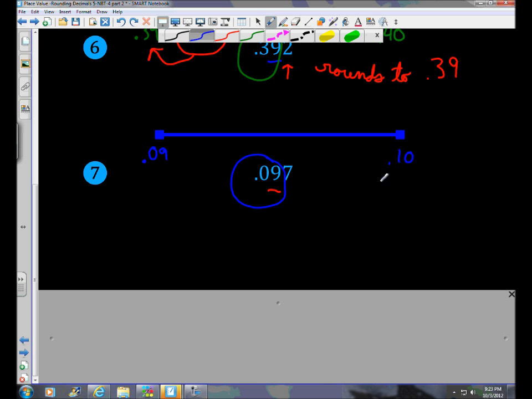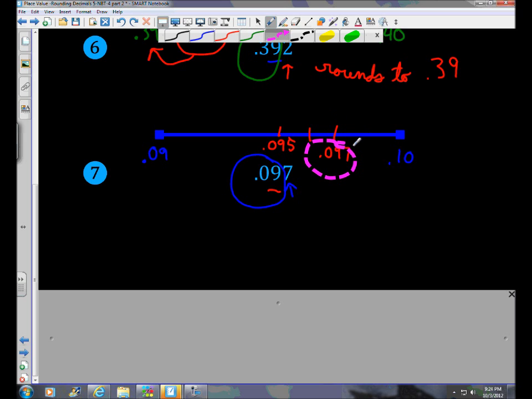It looks an awful lot like 1/10, doesn't it? If you were thinking that, you're right. It is. So we've got this 7 over here to the right, an arrow to the right tells you that the 7 tells us, well, it's greater than 5, so we must round up, and that makes sense because halfway between there would be 0.095, 95 thousandths. Like I told you, that 5 really tells us the halfway point, and in this case it's 0.096, 0.097, 97 thousandths.